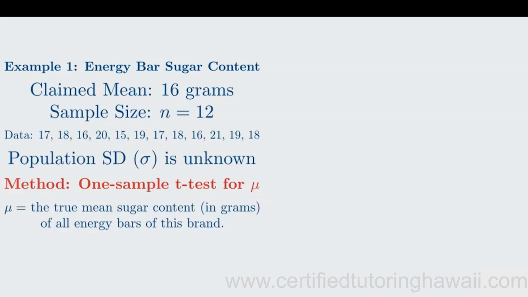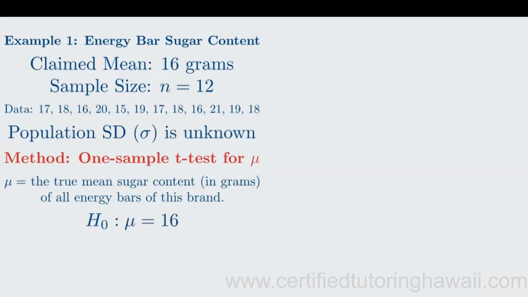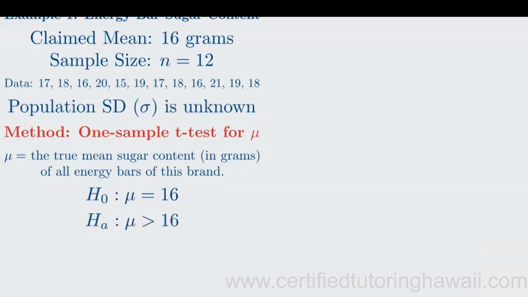The null is the no-change scenario, which is the label's claim. H0 is mu equals 16. The health department suspects the sugar is higher than the label says, so our alternative is one-sided. HA is mu is greater than 16. Now we have the foundation. Before we could calculate the results, we would have to check our conditions.